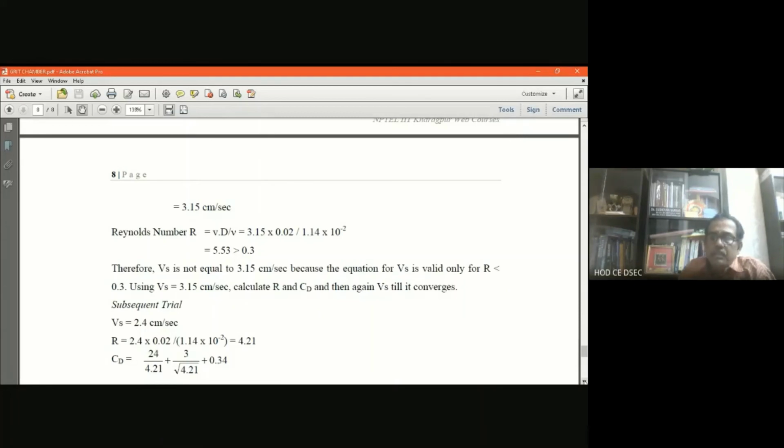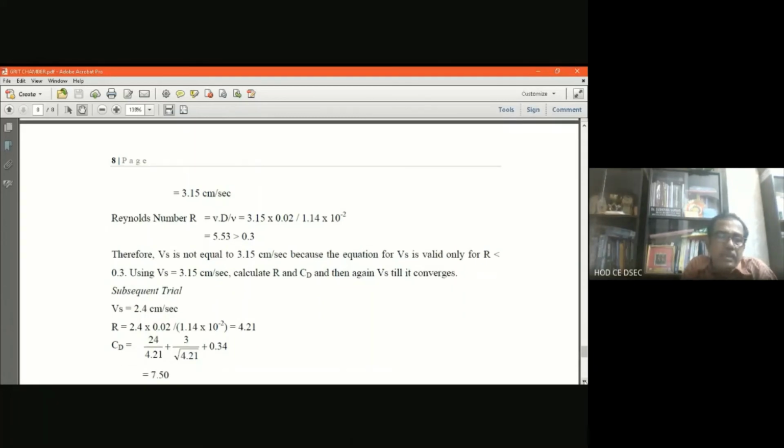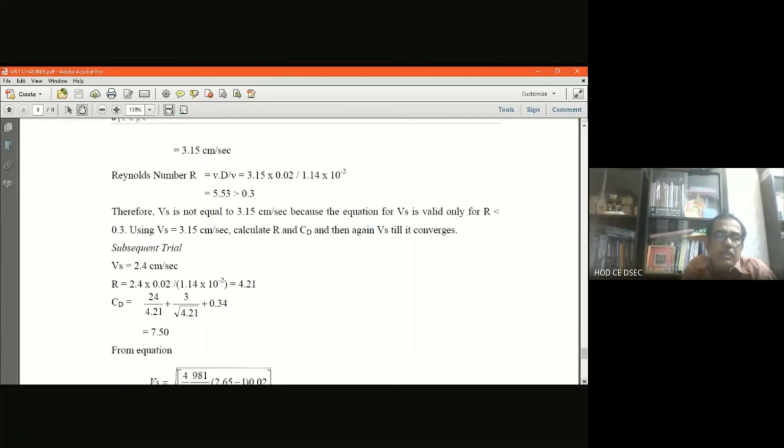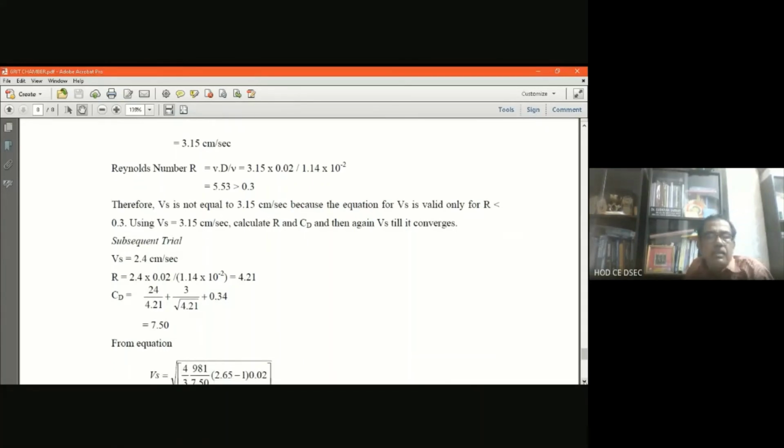So that means the drag coefficient you have to calculate. Stokes law will not be applicable. So drag coefficient you have to calculate: 24 by R plus 3 by square root R plus 0.34. This is the drag coefficient formula. So we have found out 7.5.